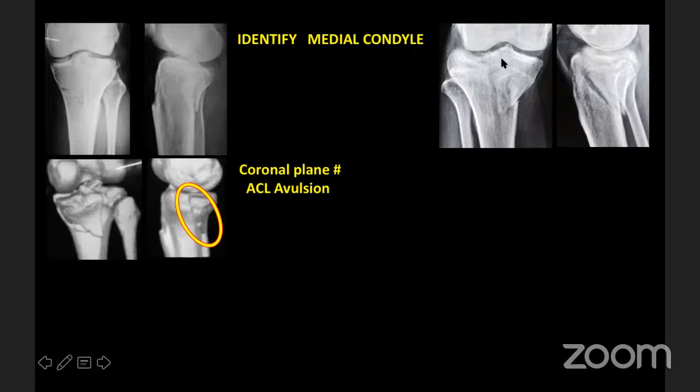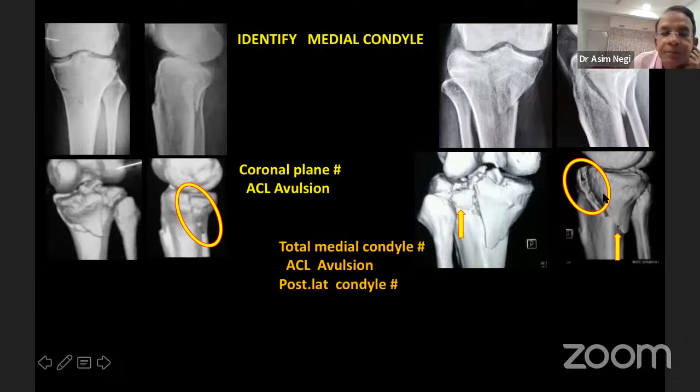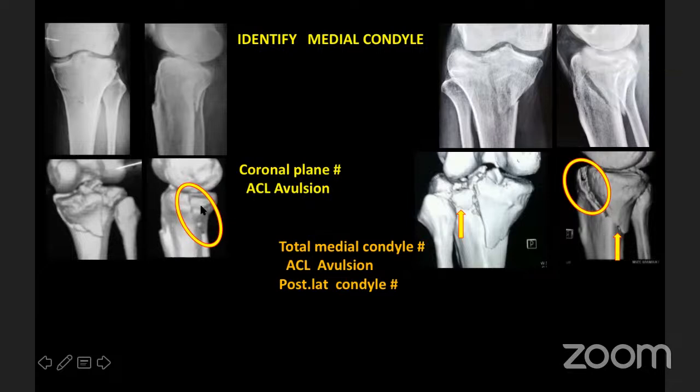Another one. Okay, this is total medial condyle. See, it is bridge here, and there is no fracture here. See, this is total medial condyle. This is a very dangerous fracture. This is a concept fracture. This will go into RS, sir. This will not go into RS because it is a coronal plane fracture, medial condyle entirely intact.